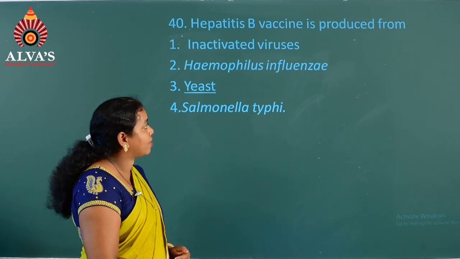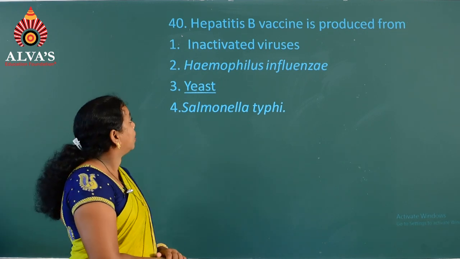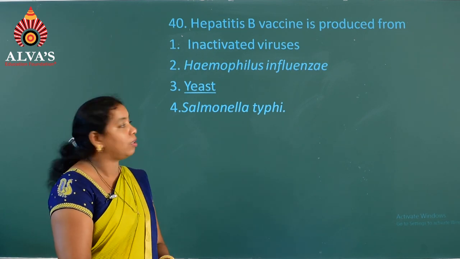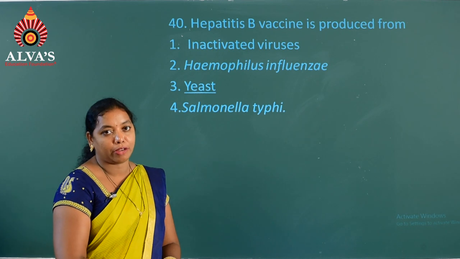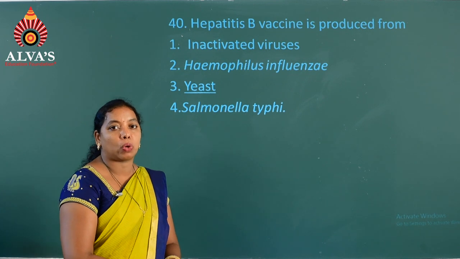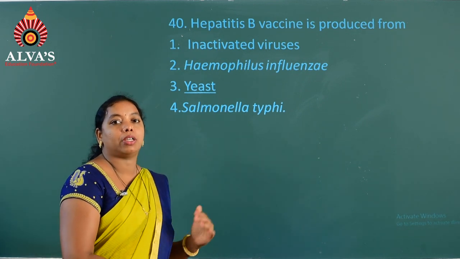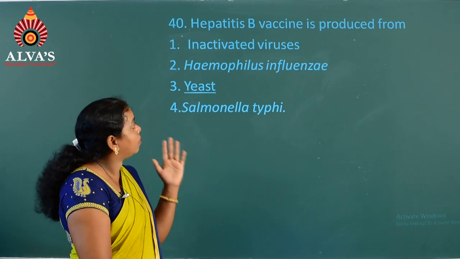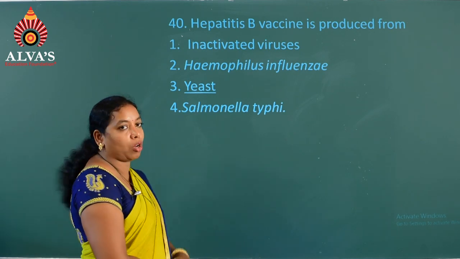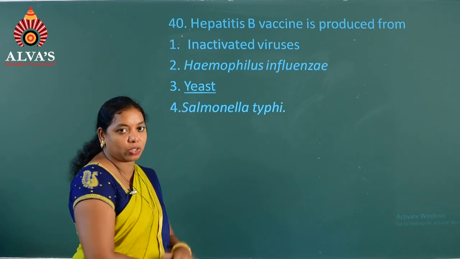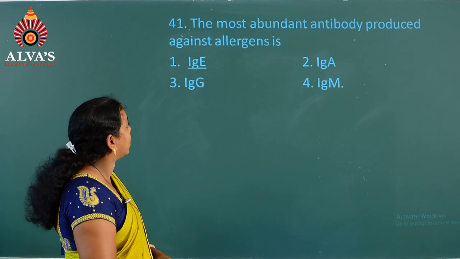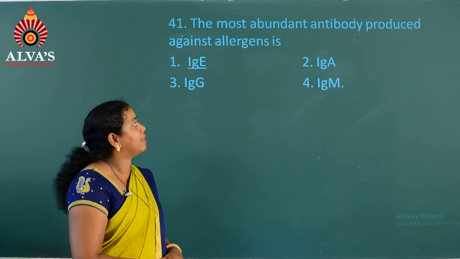Hepatitis B vaccine is produced from. The first option inactivated viruses, second option Haemophilus influenzae, third one yeast, fourth one Salmonella typhi. Hepatitis B is one of the dangerous disorders or STDs, and for this particular disease the vaccine was produced using yeast as a vector. So, the option is the third one, that is yeast. For the next question, that is 41. The most abundant antibody produced against allergen is.